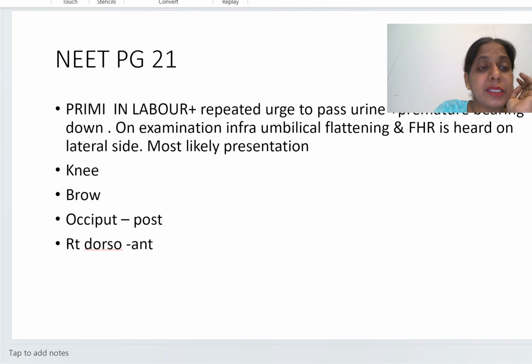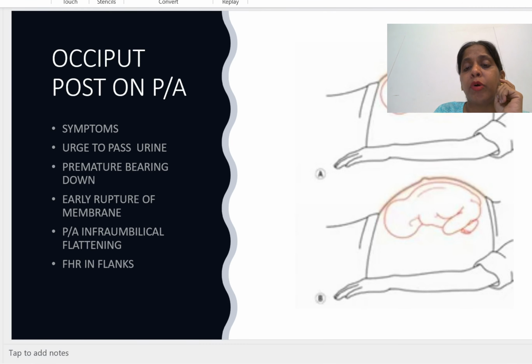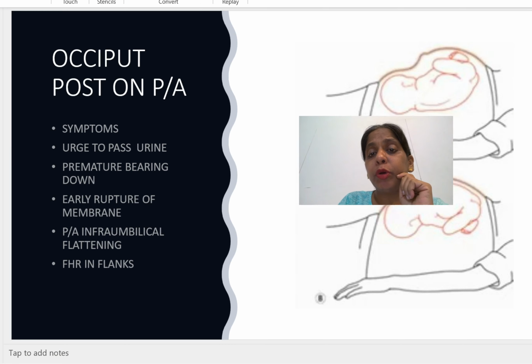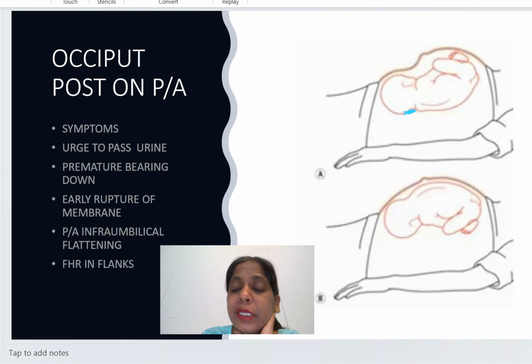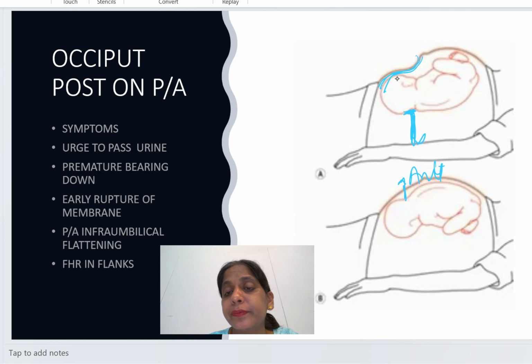Second last question of the day is infraumbilical flattening in the case of occipito-posterior. As you all know, occipito-posterior is the most common malposition. So you can see here in this slide, occiput is at the posterior, back of the mother, and here occiput is anterior, right? So when the occiput is posterior, you can see here that the curve is not made, because here comes the face and chin, so there is infraumbilical flattening.